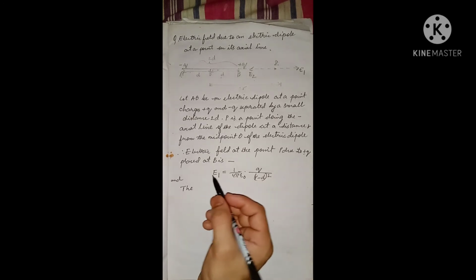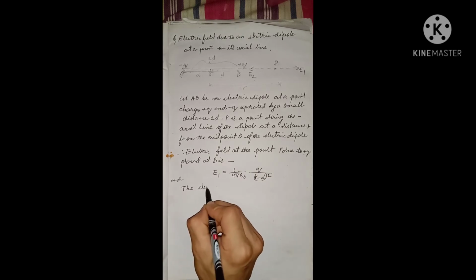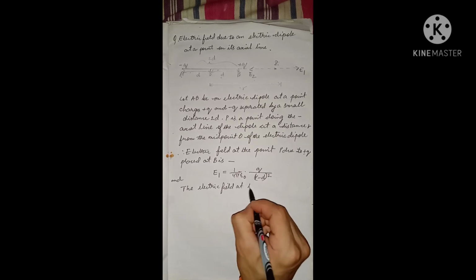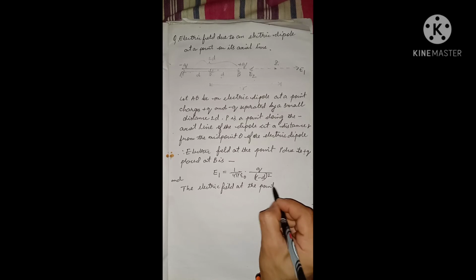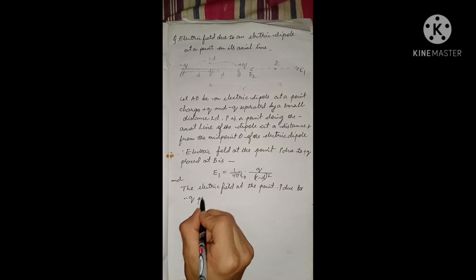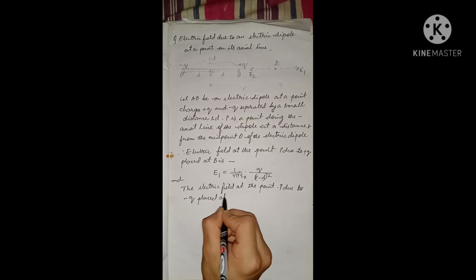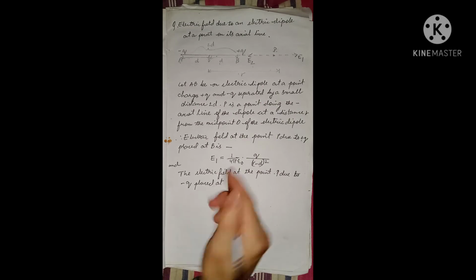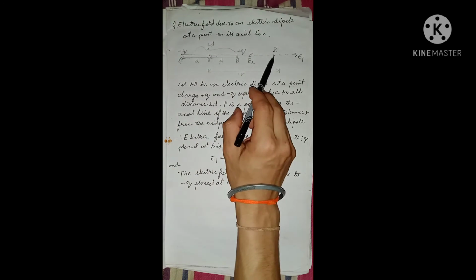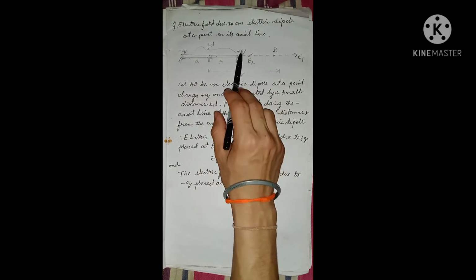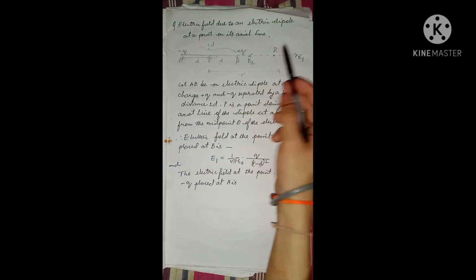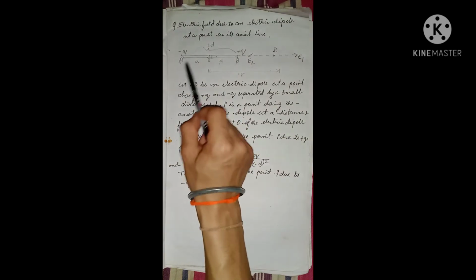Therefore, we can write now the electric field at the point P due to minus Q placed at A. We have found the electric field at a point P due to plus Q charge at the point B, and the electric field at the point P due to minus Q we need to find now.